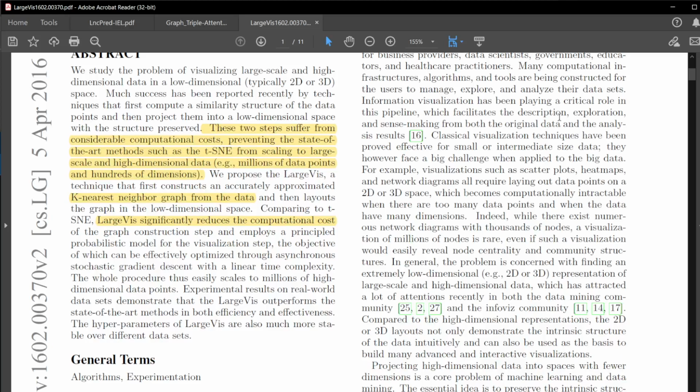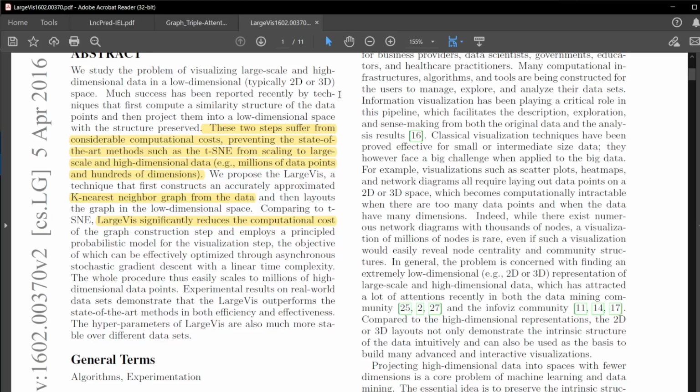Classical visualization techniques have been proved effective for small or intermediate-sized data. They however face a big challenge when applied to big data. For example, visualizations such as scatter plots, heat maps, and network diagrams all require laying out data points on a 2D or 3D space, which becomes computationally intractable when there are too many data points and when the data have many dimensions. Indeed, while there exist numerous network diagrams with thousands of nodes, a visualization of millions of nodes is rare, even if such a visualization would easily reveal node centrality and community structures.